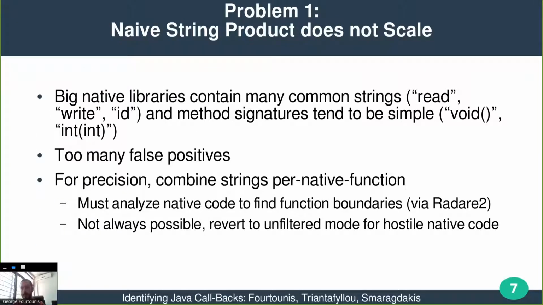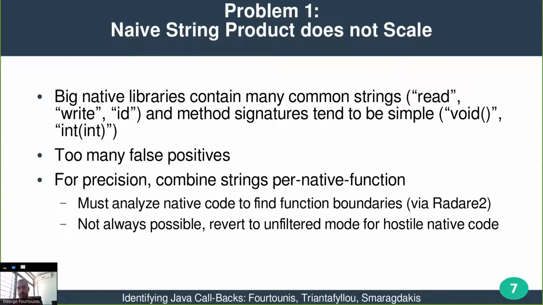The first problem that we encounter is that just taking the product of all the string names in the binary and all the string signatures is too big. It leads to a very imprecise result, because the superset of actual callbacks is way bigger than what we need, so it gives us too many false positives, because many strings are mistaken for actual method names, like read and write strings may match serializable methods, for example.